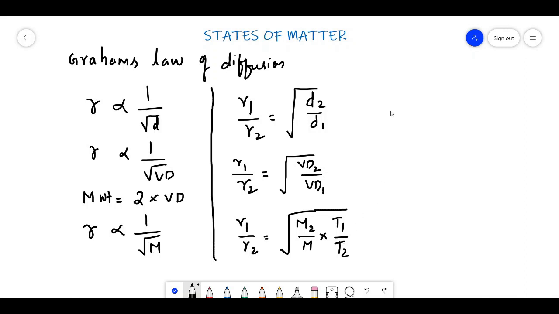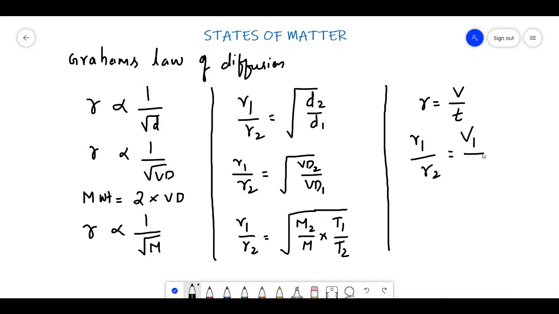Next, this rate of diffusion can also be taken as R is equal to volume of gas traveled in time. Here the small t is time. So you can also write R1 by R2 is equal to V1 by t1 into t2 by V2.